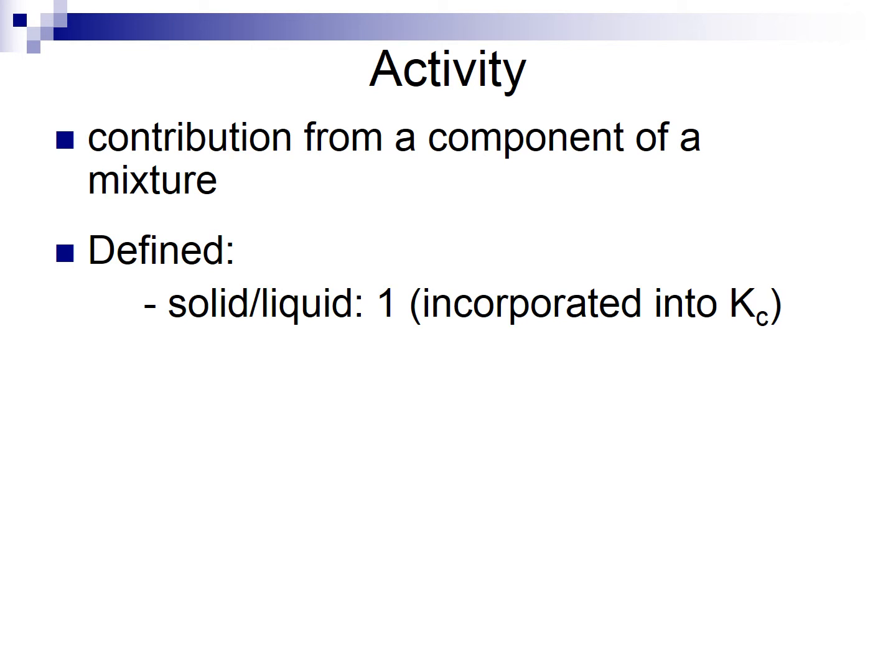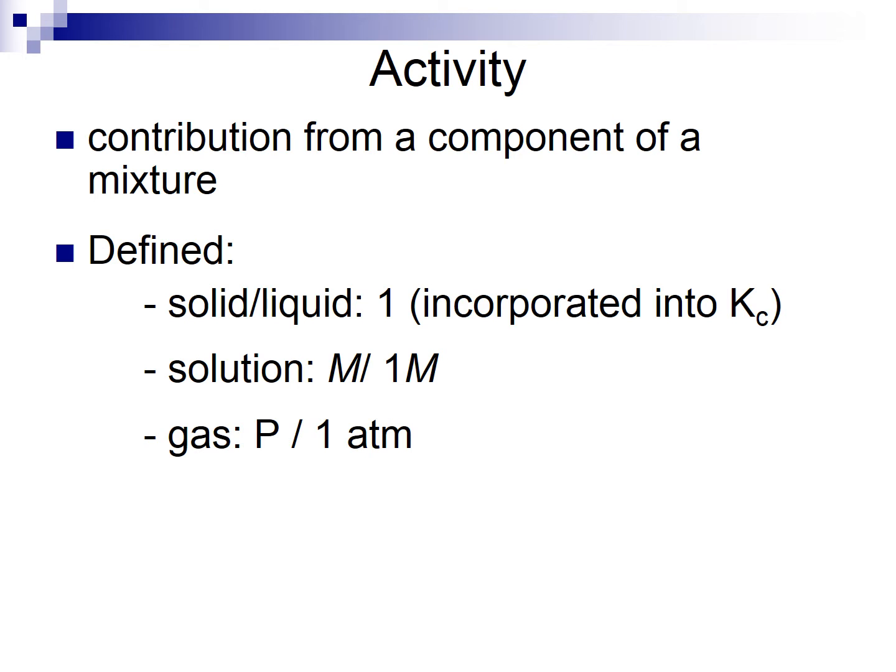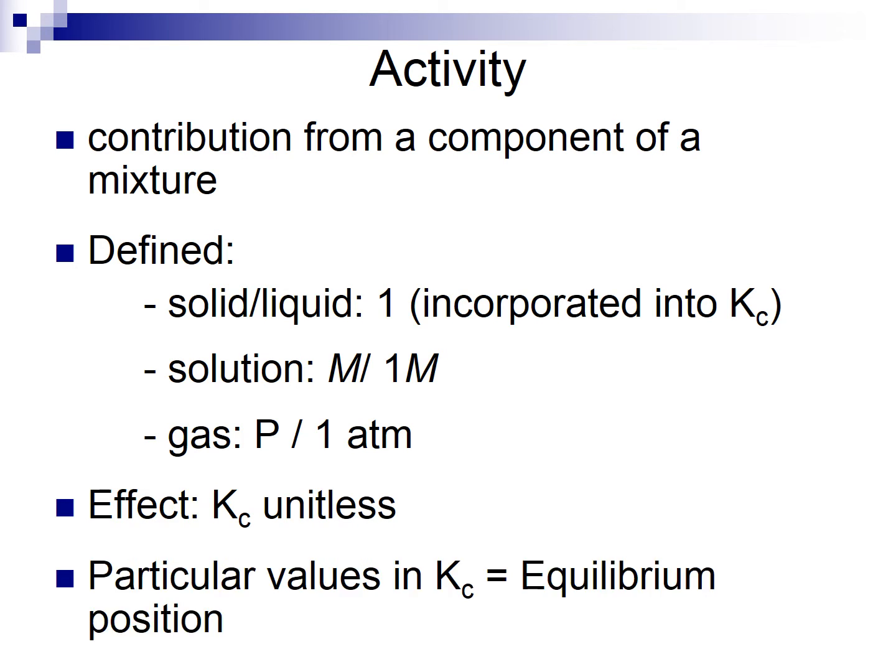They are not mixtures of anything, they're simply pure solids and liquids. Their value becomes incorporated into the value of the equilibrium constant, and so we will not even write a solid or liquid in our equilibrium expression if it is a pure solid or liquid. A solution has an activity of its molarity against 1 molar, and a gas has an activity of its partial pressure in a mixture, or its pressure if it is a gas by itself, against 1 atmosphere. So the pressure of the gas against 1 atmosphere. This has the effect of making the Kc constant unitless.